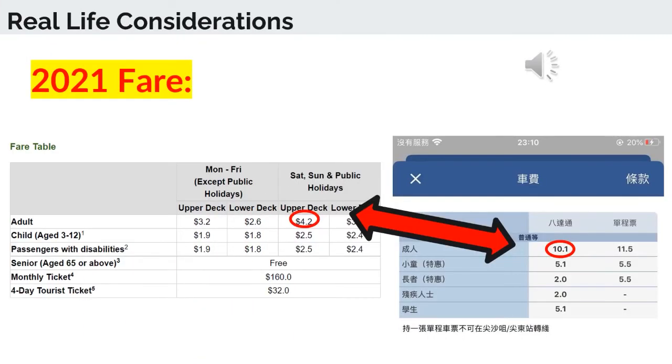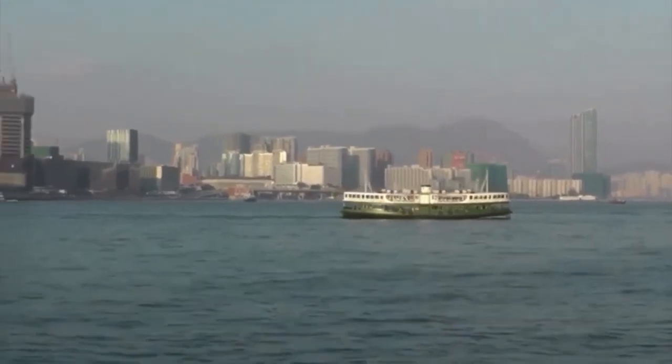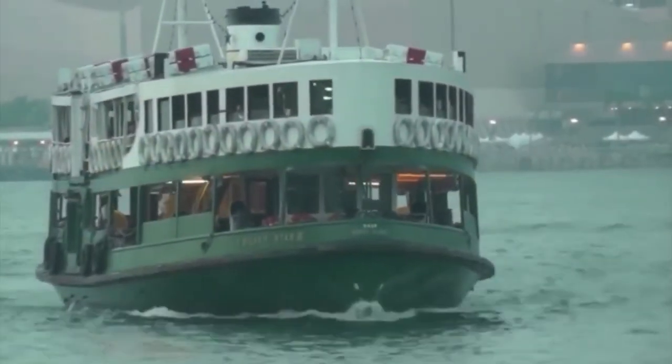At the same time, people choosing Star Ferry might do so because of the fare. In 2021, we can see the MTR fare is still double the amount of Star Ferry. Therefore, there are still people choosing Star Ferry because of the cheaper fare compared with MTR.